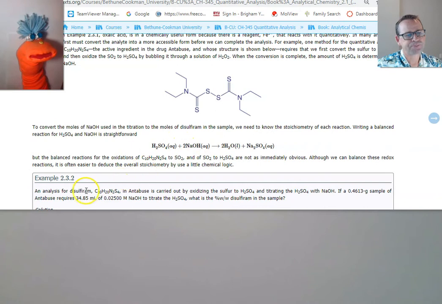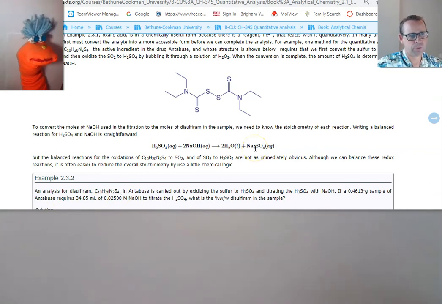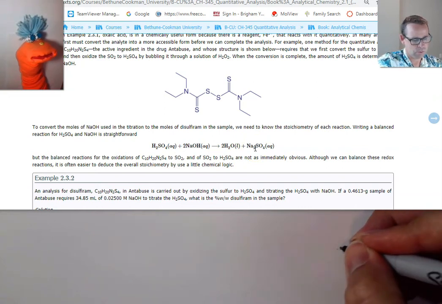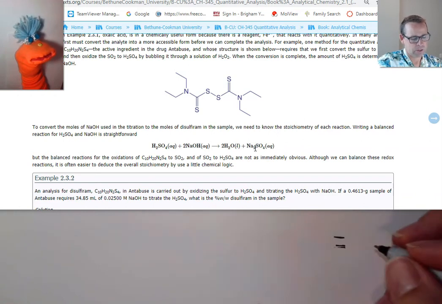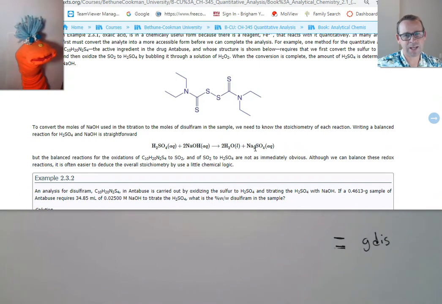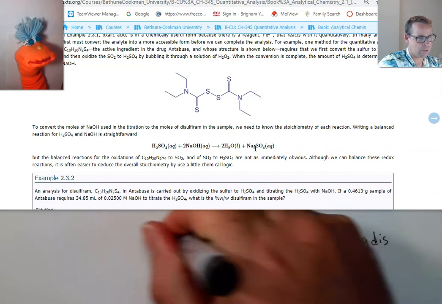Okay, so we're going to analyze some disulfiram. We're going to get a 0.4613 gram sample of Antabuse, and we want to know how much disulfiram is in there. So what's going to go to the right of our equal sign? You want to know how much disulfiram? That's right. What units do we want to use? Grams of disulfiram? Okay, grams of disulfiram. Is it okay if I just call it grams of DIS? That's disulfiram? Yeah. Okay. Now, what am I going to start with?